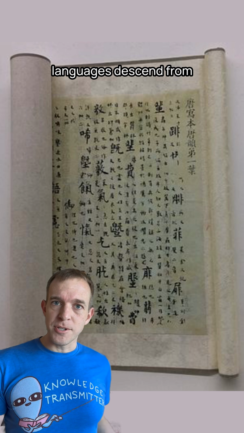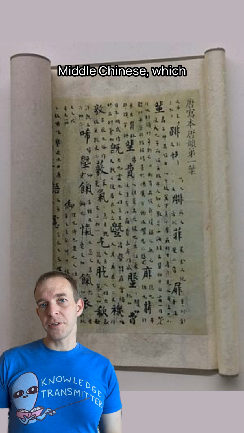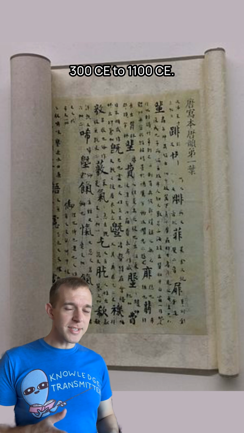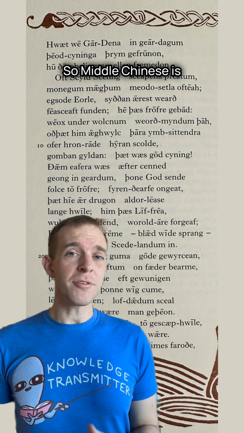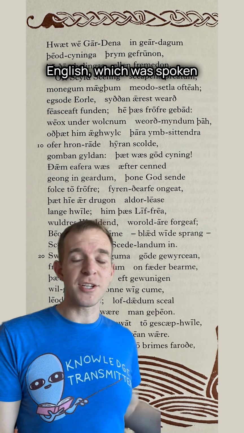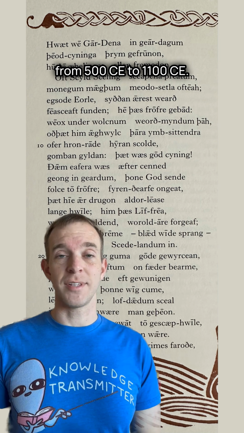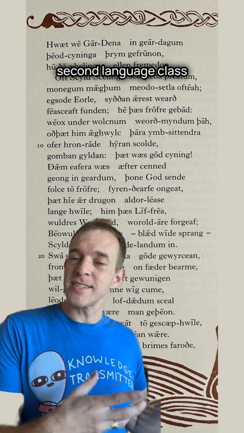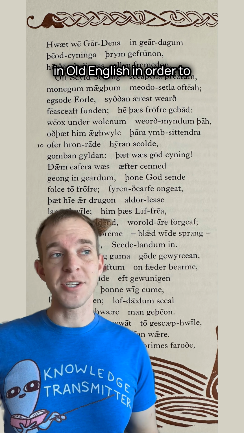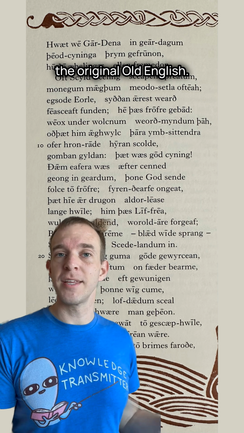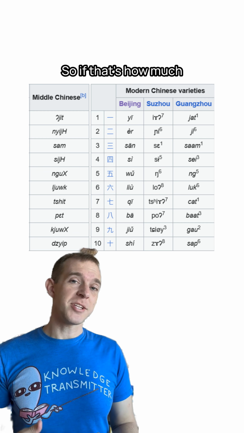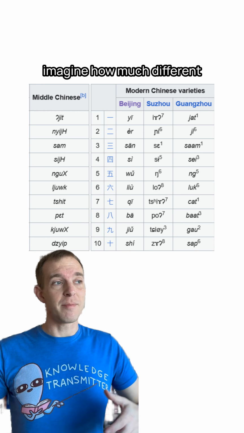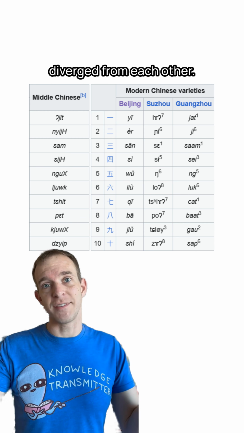The modern Chinese languages descend from a single language called Middle Chinese, which was spoken around 300 CE to 1100 CE. So Middle Chinese is actually a lot like Old English, which was spoken from 500 CE to 1100 CE. And this is what Old English looks like. You actually have to take a second language class in Old English in order to be able to read Beowulf in the original Old English. So if that's how much English has changed over the last 1,000 years, imagine how much these different Chinese languages have diverged from each other.